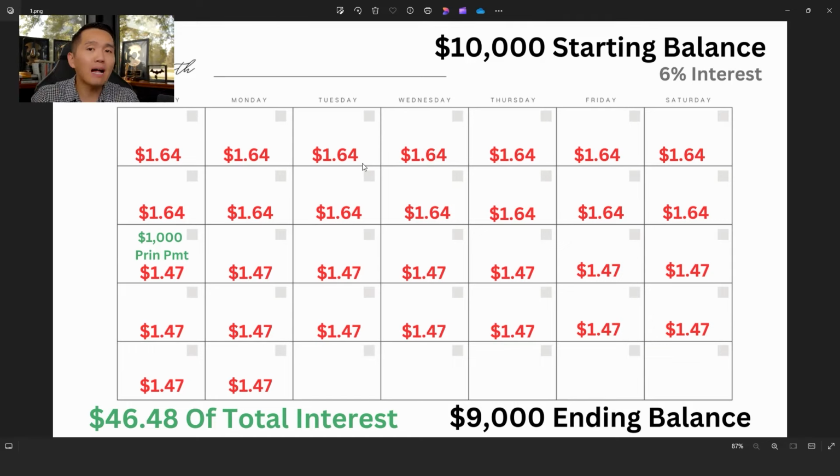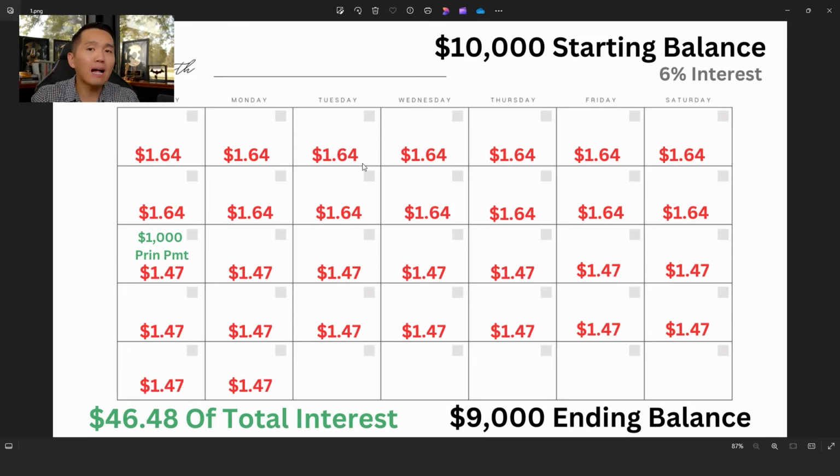Now, what you're seeing is that in the beginning of the month, we start with a $10,000 balance accruing 6% interest. Now, to calculate the daily interest on this, we need to take the 6% interest rate divided by 365, which are the days in the year, times the balance of that specific day. So what does that mean? Well, your daily interest, or the interest that you pay each day, is sensitive to what the balance is on that particular day.